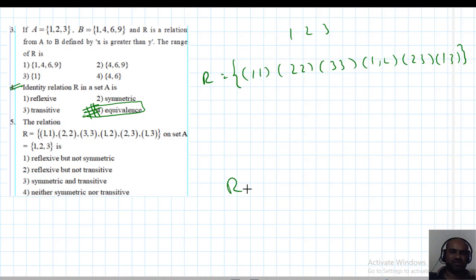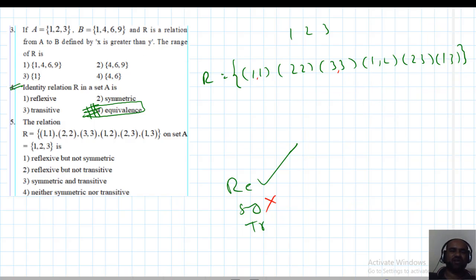I want to write reflexive, symmetric, transitive. Reflexive satisfied. Now checking for symmetric. 1 comma 1, its reverse is 1 comma 1, that one only. 2 comma 2, its reverse is 2 comma 2, that one only. 3 comma 3 reverse, that one only. 1 comma 2, reverse 2 comma 1, that is not there. So it is not a symmetric relation. The given relation is not symmetric.